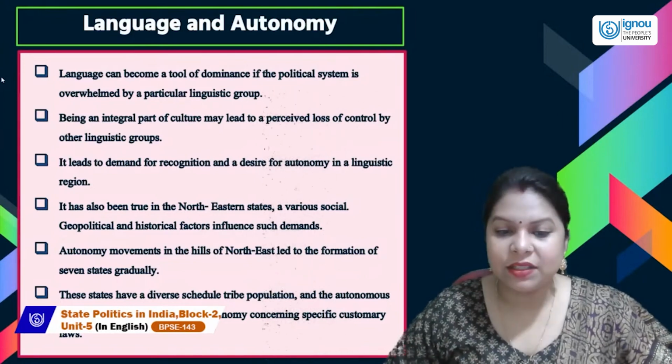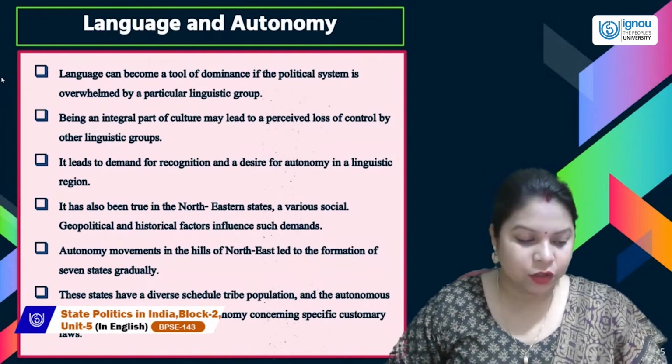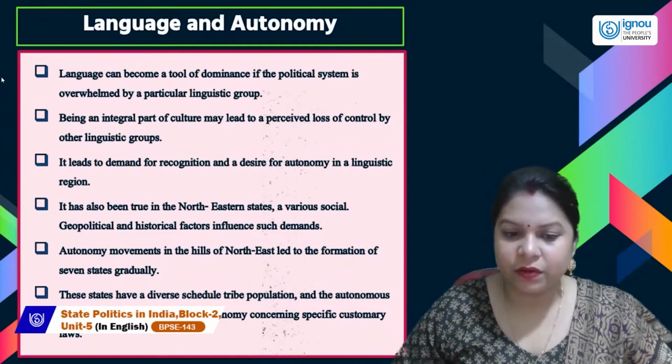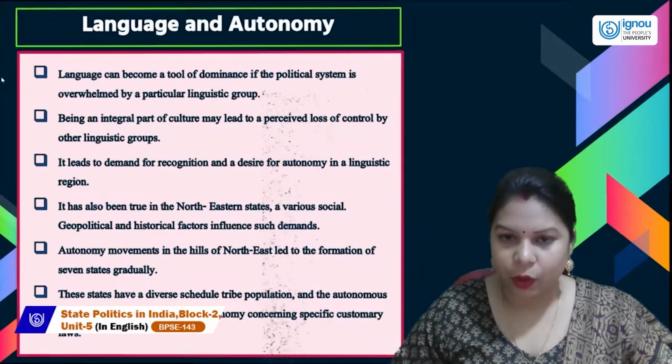Autonomy movements in the hills of the Northeast led to the formation of the seven states gradually. These states have a diverse scheduled tribe population, and with district councils are vested with autonomy.